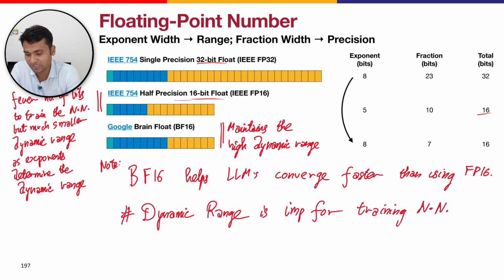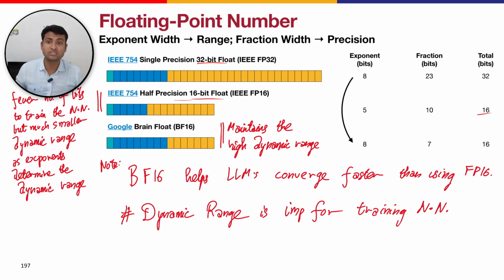So there are fewer bits to train the neural network, but a much smaller dynamic range, as exponents determine the dynamic range. As you reduce the number of exponent bits, the dynamic range of your representation decreases. So what Google did was make a new representation called brain float, BF16. It maintains the high dynamic range. And BF16 is a very popular choice of representation in LLMs because it helps an LLM converge faster than using FP16.